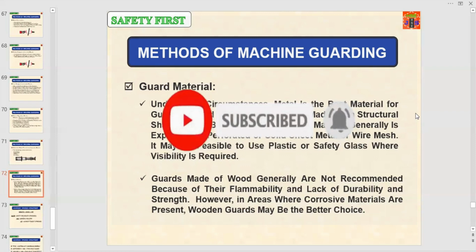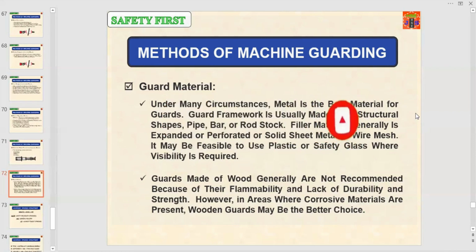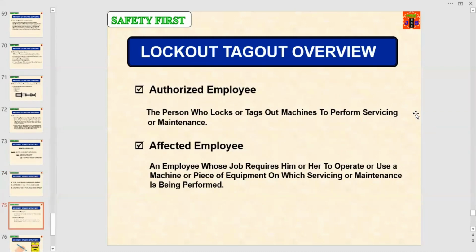Guards made of wood generally are not recommended because of their flammability and lack of durability and strength. However, in areas where corrosive material is present, wooden guards may be the better choice and better option for machine guarding, for maintenance, or inspection.